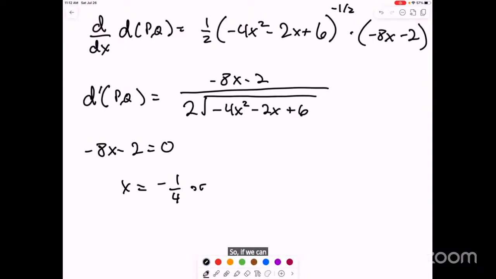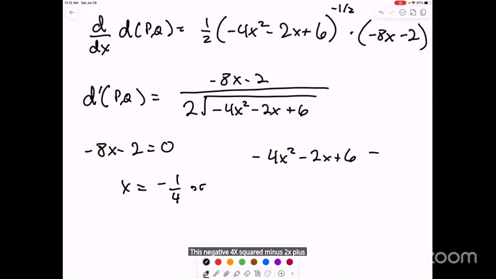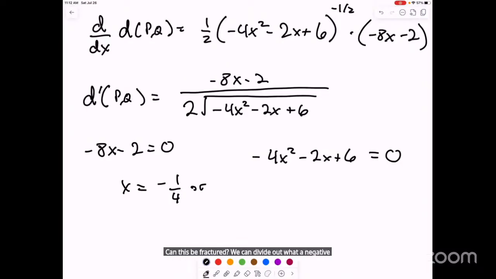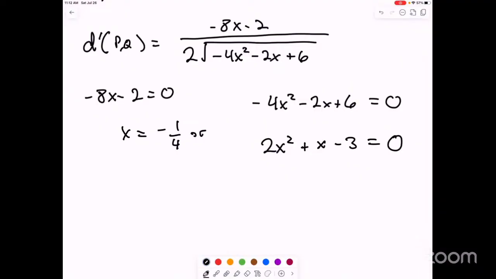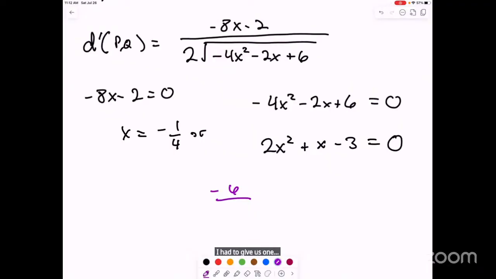So if we want to find the x that makes the denominator 0, all we would really need to do is set that radicand to 0. So we take this negative 4x squared minus 2x plus 6, set that equal to 0 and solve. Can this be factored? We can divide out a negative 2 from all the terms. That'll give us 2x squared plus x minus 3 equal to 0. Okay, so if we want to factor this, we're looking for two numbers that multiply to give us negative 6 and add to give us 1. What is that? 3 and negative 2.